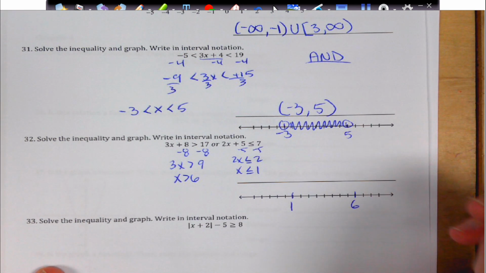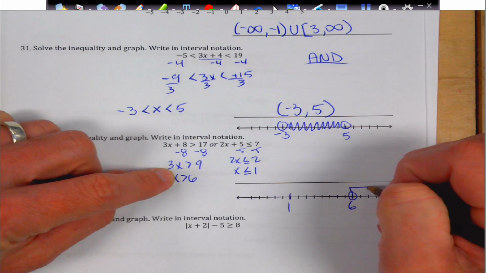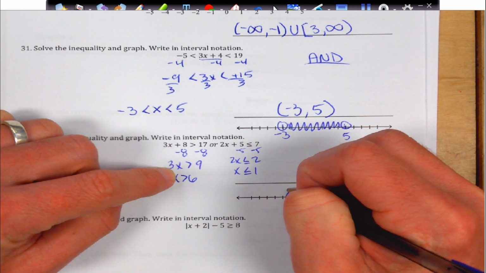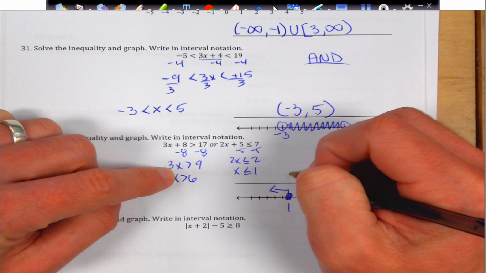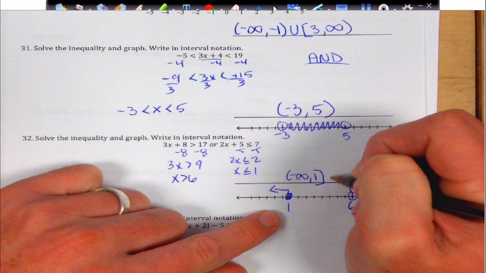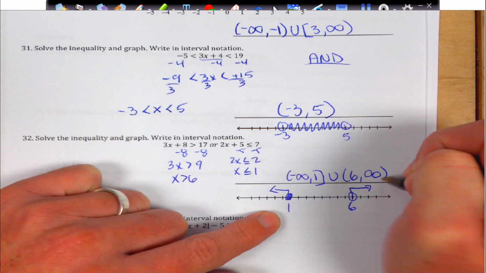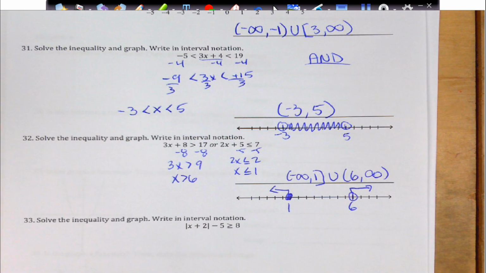Now, since it's an OR problem, we kind of already know they're going outward, but just double check. 6 is greater, so it's going to go that way. This is less than, so it's going to go that way. So we're going to start at -infinity, go all the way up to 1 and include it, and then we're going to skip to 6 and go to infinity. So that's how we'd write the OR problem.